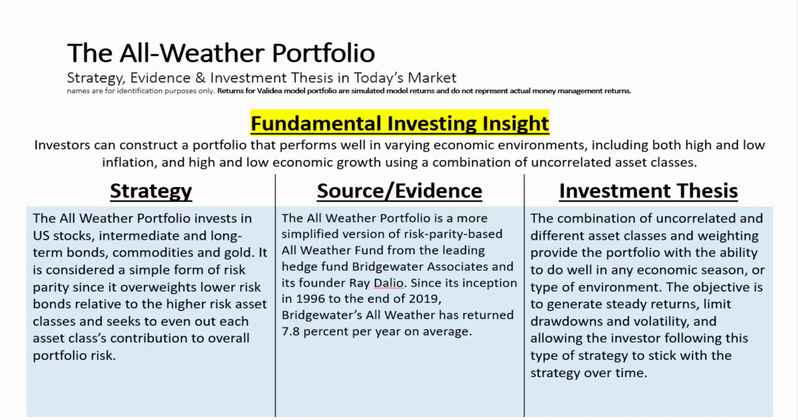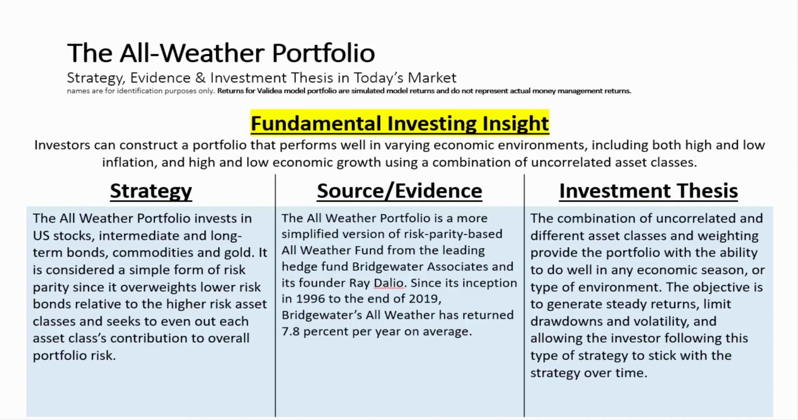The investment thesis behind the strategy is this: the combination of uncorrelated and different asset classes and weightings provide the portfolio with the ability to do well in any economic season or type of environment. The objective is to generate steady returns, limit drawdowns and volatility, thus helping the investor following this type of strategy stick with the portfolio over time to get the most out of it.